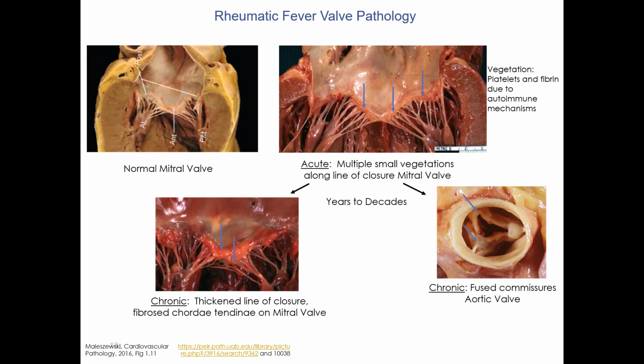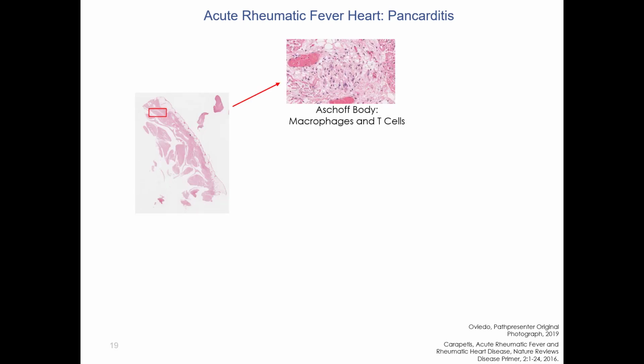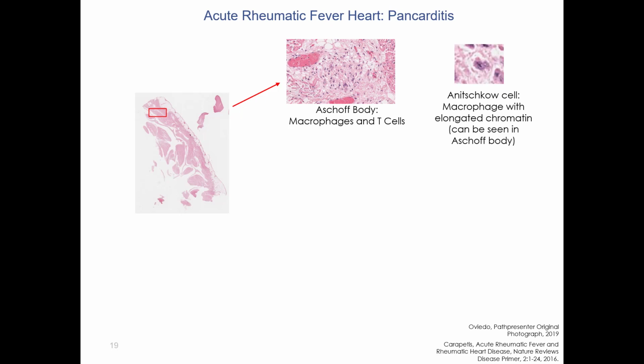Let's go on to discuss the findings in the heart. Acute rheumatic fever causes a pancarditis. Here is our section. You can see here is the Aschoff body, which is composed of macrophages and T cells. Here I've shown an Anichkow cell, which is a macrophage with elongated chromatin. I've put an arrow on the elongated chromatin. This is simply a finding you can sometimes see in an Aschoff body.